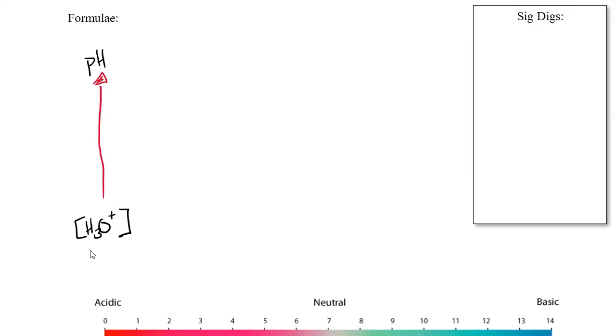So let's say that you know the hydronium ion concentration of a solution, but you want to figure out what the pH is. Well, the way that you would do that is you would take the negative logarithm of the value. So whatever the concentration is, you take the negative log of it, and that will give you the pH. What if you want to go the other way? Well, you need to do the inverse of a negative log, which is taking 10 to the power of the negative value of the pH.